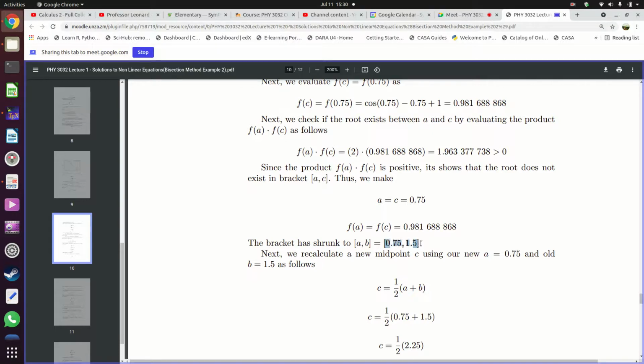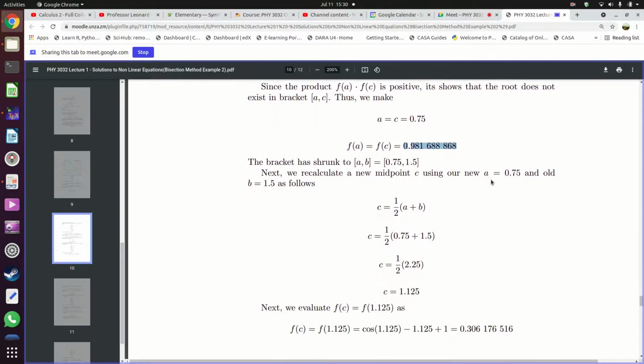So we know that somewhere in this bracket, 0.75 and 1.5, our function cuts the x-axis. How do we know that? Because at f of A our function is positive, and at 1.5 our function has got a negative value. Okay? So with our bracket having shrunk, we recalculate a new midpoint using our new value of A, which is 0.75, and our old value of B, which is 1.5.